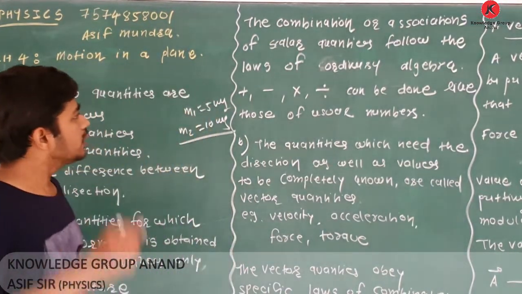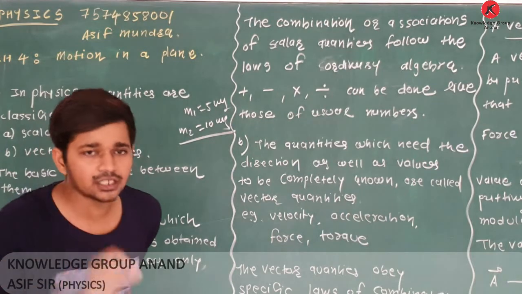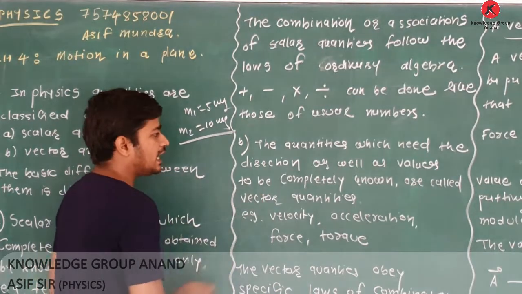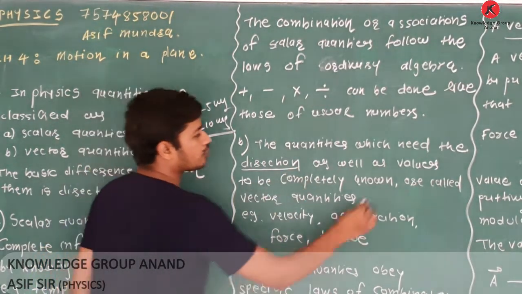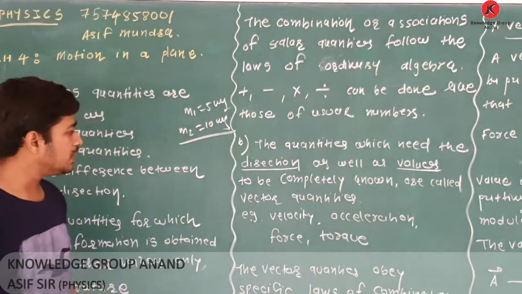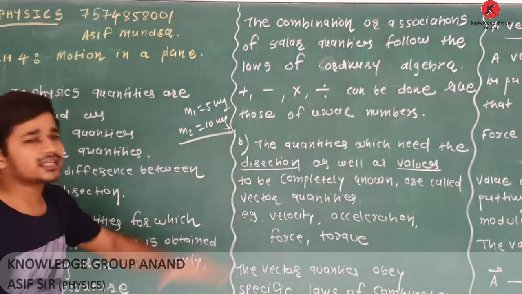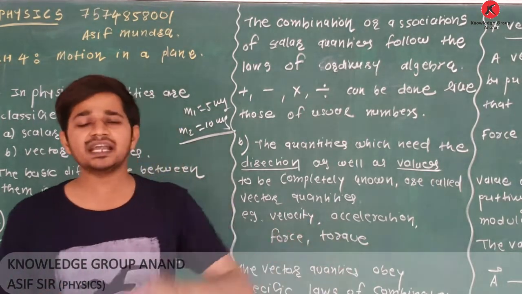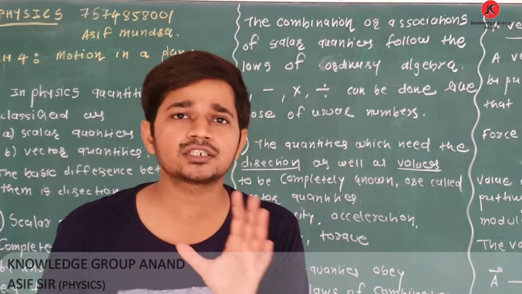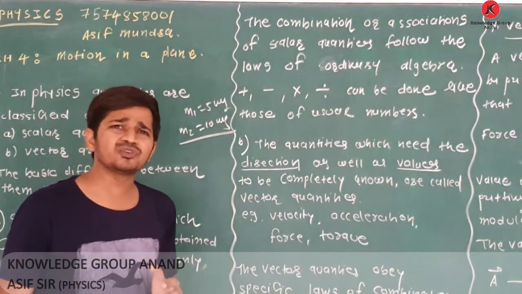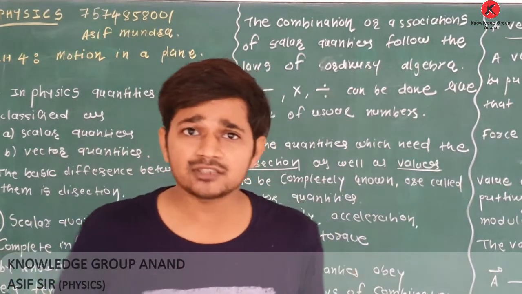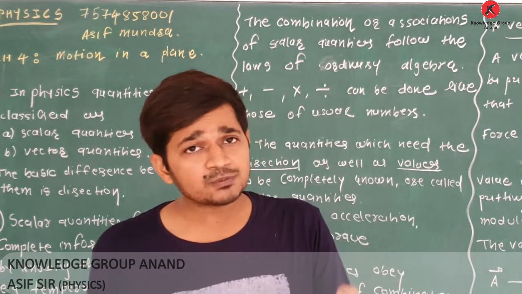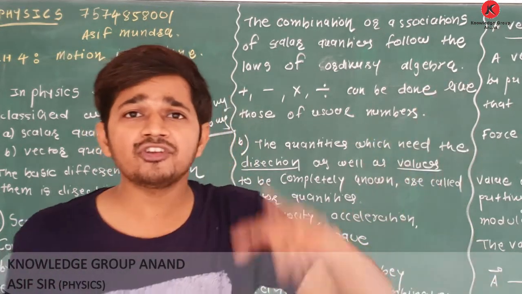What is new? New is vector quantity. What is vector quantity? The quantities which need direction as well as magnitude or values to be completely known are called vector quantities. Velocity, acceleration, force, torque are examples of vector quantities. We know one difference between path length and displacement. Path length is always positive because it is magnitude, a scalar quantity, while displacement may be positive, negative or zero because it is a vector quantity.